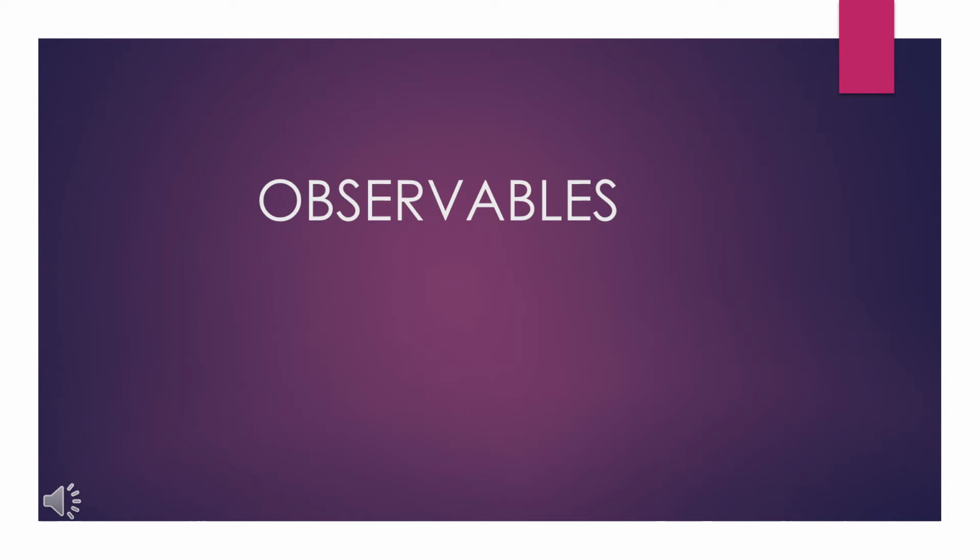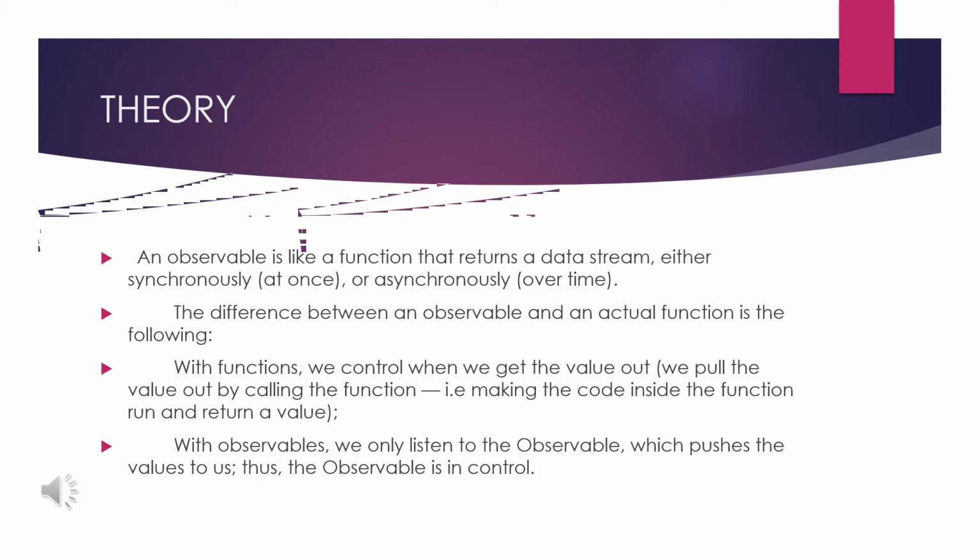Observables are like functions and promises, which do multiple executions in an order, and they have an error statement and a complete statement, and they work like promises. But they have advanced features, so we will see those things in this video. An observable is like a function that returns a data stream either synchronously at once or asynchronously over time.